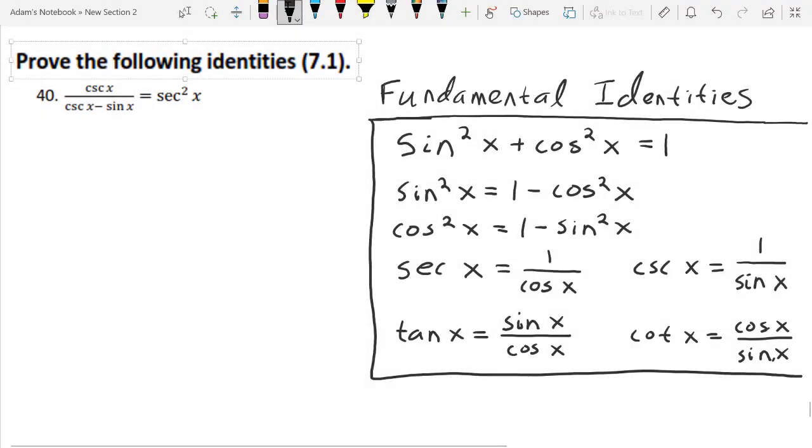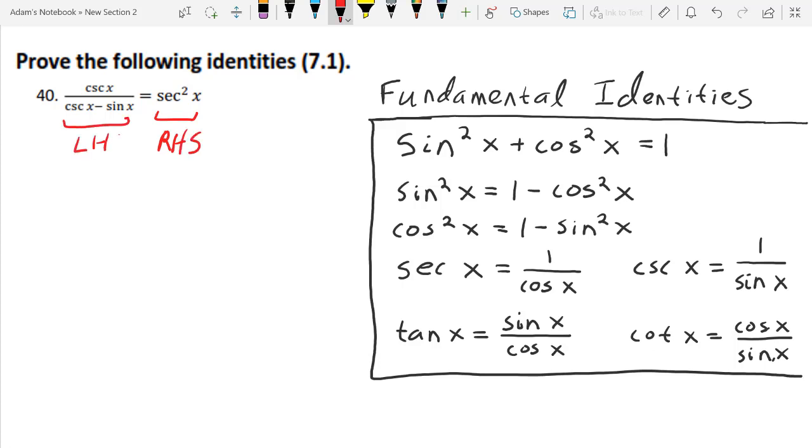Number 40 is another prove the identity example. And just like in the other times we have verified identities, we treat each side separately. I label them the right-hand side, the left-hand side, and then write everything in sines and cosines.